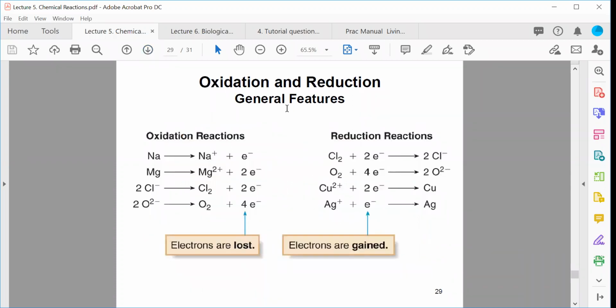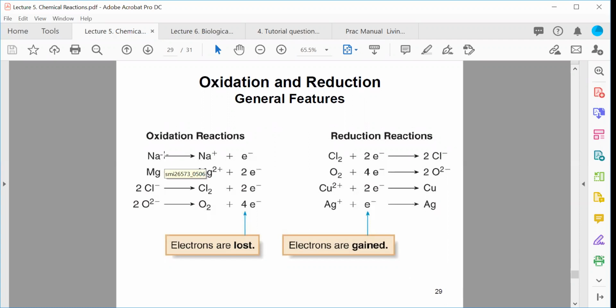All right, so the burning question: how do you know what's going to be oxidized and what's going to be reduced? Okay, there's no easy answer to that, but there are some general guidelines that we can follow. So when you're working through some of your tutorial questions, remember slide 29. This will give you some really useful tips here.